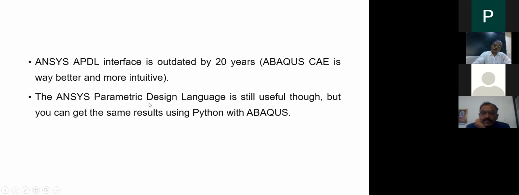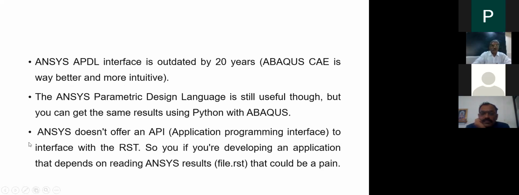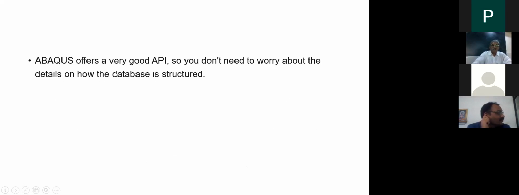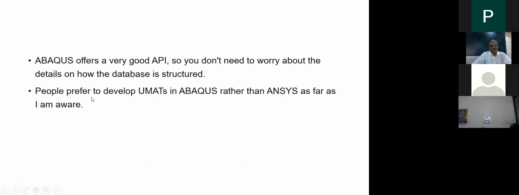The ANSYS APDL interface is outdated by 20 years, whereas ABAQUS CAE is way better and more intuitive. ANSYS Parametric Design Language is still useful, though you can get the same result using Python with ABAQUS. We'll see the input file also. ANSYS doesn't offer an API, that is, application programming interface, to interface with its result file, the RST file. So if you are developing an application that depends on reading ANSYS results, it could be a pain. ABAQUS offers a very good API, so you don't need to worry about the details of how the database is structured.